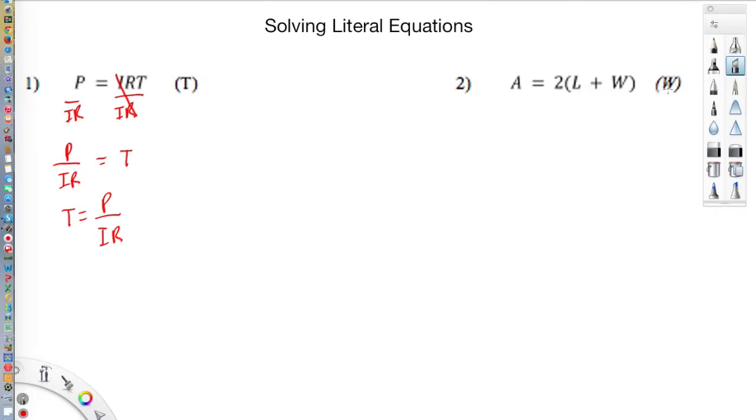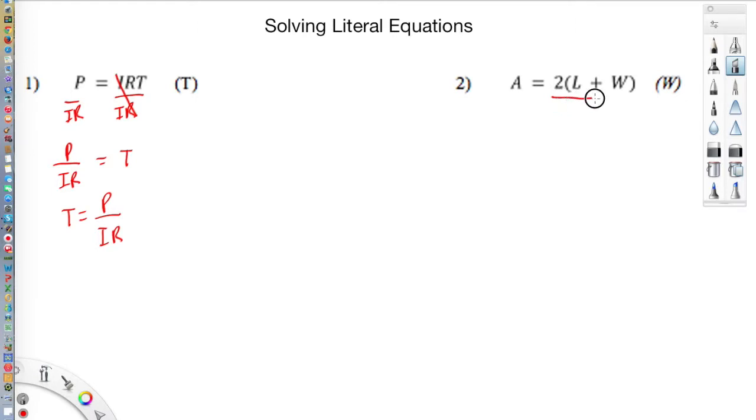Number 2, we can do in similar fashion. This time we want to solve for W. It says area is equal to 2 times the sum of the length and the width put together. First thing I want to do is get rid of this 2 here, because I can't really work inside the parentheses until I get rid of what's on the outside first. And the goal again is to isolate W, to get it all by itself. So the first thing I'm going to chip away is this 2.